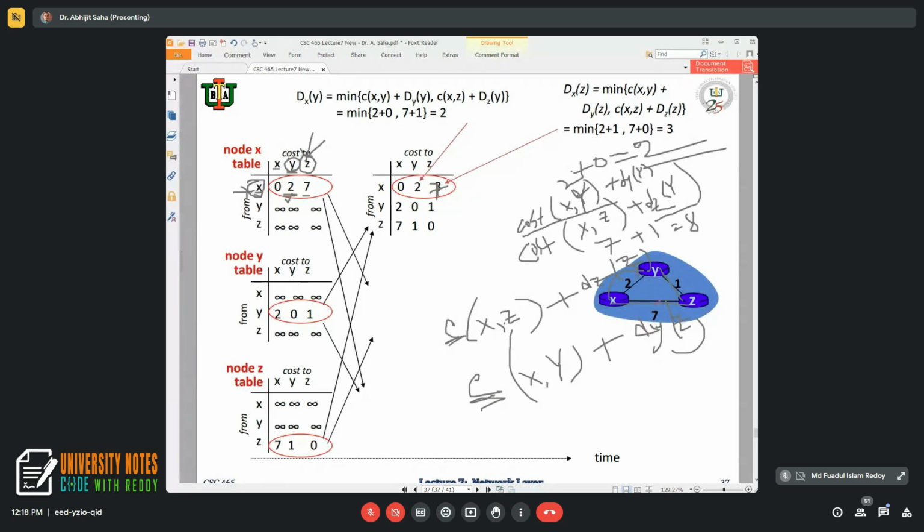Now just put in the values. The cost of x to z is 7 and dz to z is 0, so it is 7. And here the cost of x to y is 2 plus y to z, which is 1, so it is 3. Understand or not? Now compare these two values, 7 and 3. Which one is the least cost? 3. And what we have is 7, so an update is required, and that update we have written here.